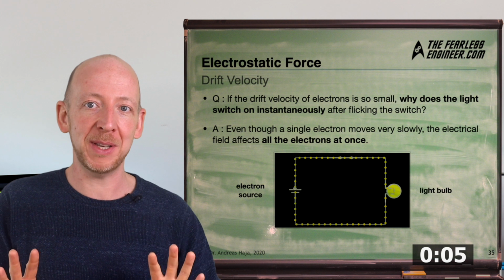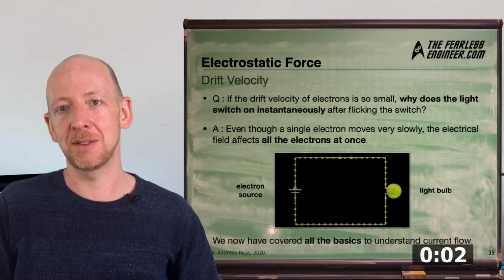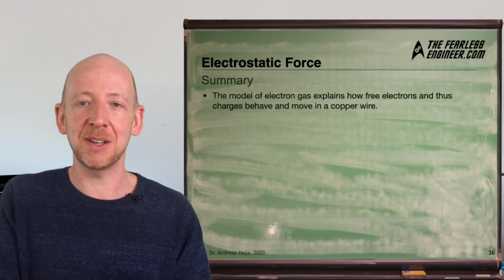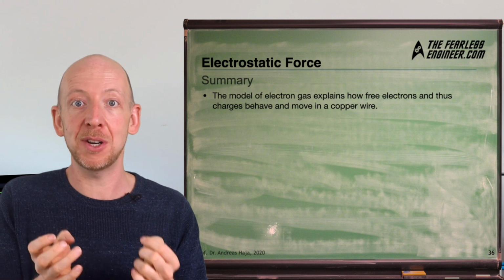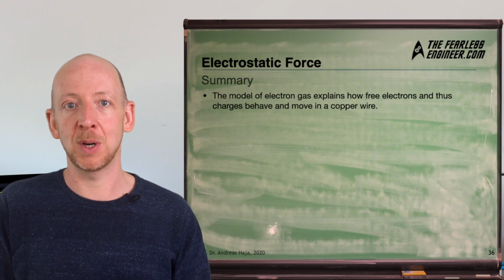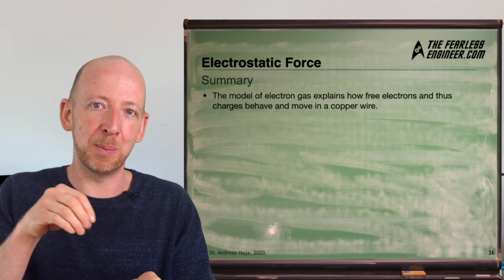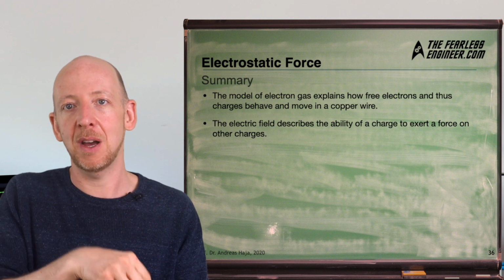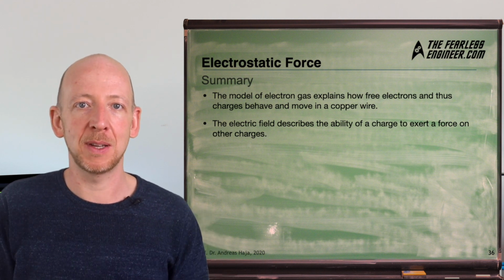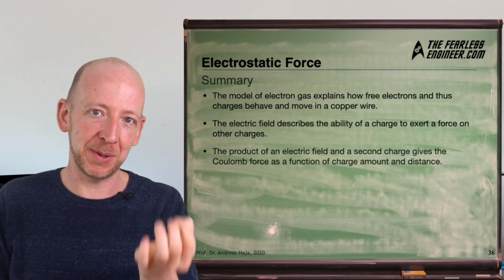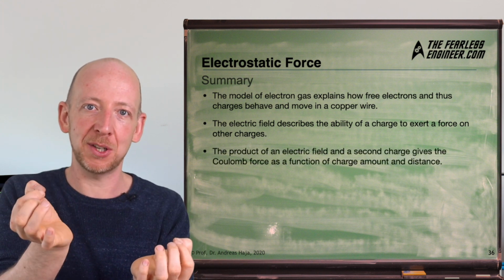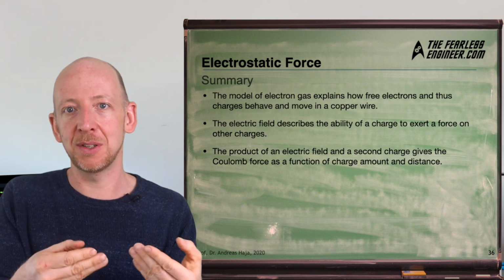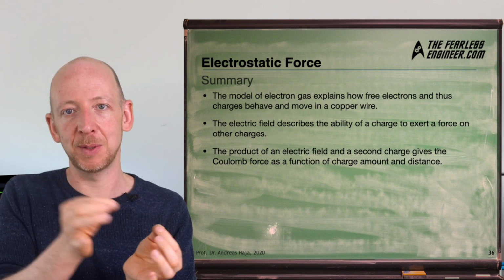And now we have covered all the basics to understand the flow of current through a wire. Let's sum it up. The model of electron gas, which we have taken a very close look at here, explains how free electrons and thus charges behave and move in a wire, for example a copper wire. The electric field describes the ability of a charged body, or point charge or any other charge, to exert force on other charges which are located somewhere in space. The product of an electric field, which is caused by a first charge, multiplied with the amount of a second charge gives us the electrostatic force, the Coulomb force, between these two charges as a function of charge amount and relative distance between the two charges.